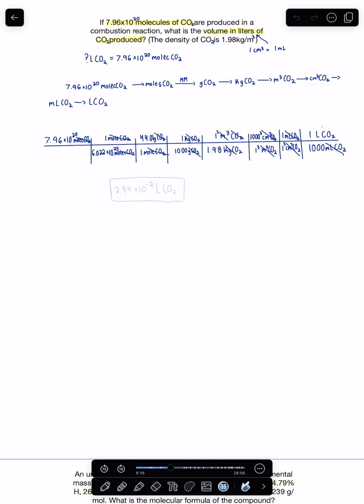So after calculating, 2.94 times 10 to the negative 2 liters CO2. We're going to box that in just to make it stick out and make sure that our sig figs are correct. So there are 1, 2, 3 sig figs here, and 1, 2, 3 sig figs here. And in our answer, we have 1, 2, 3 sig figs. So this one should be good to go.